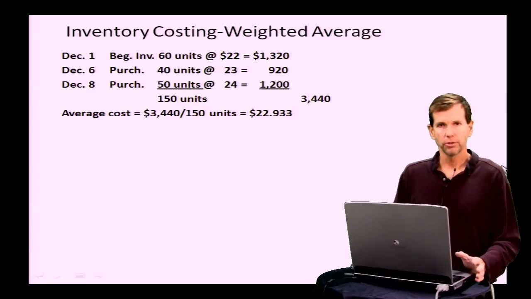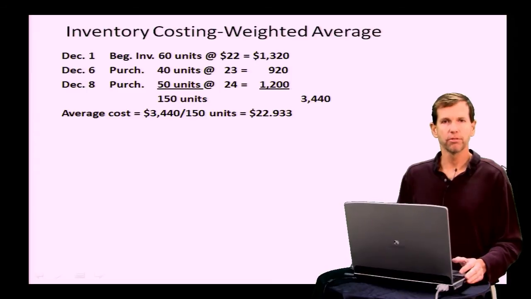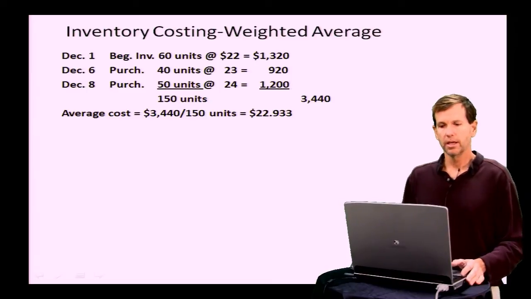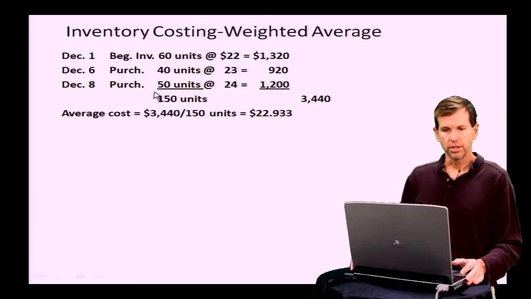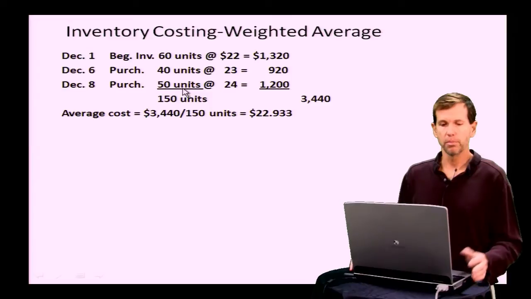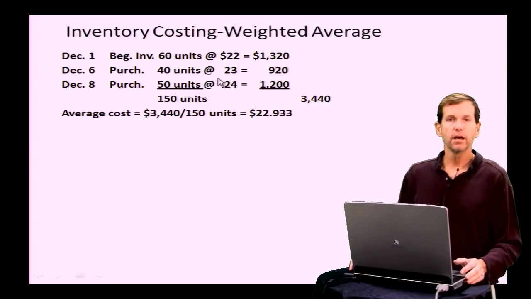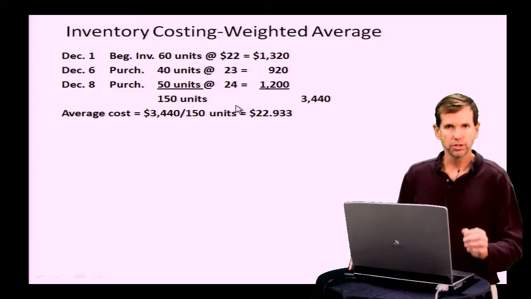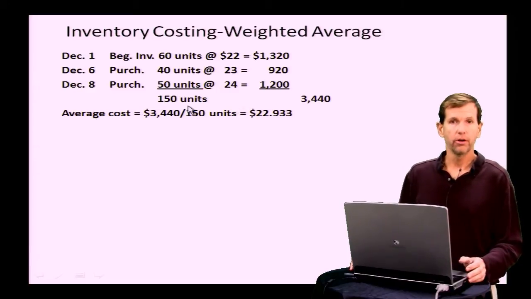So let's go back to our old trusty Kid Company example, same exact example we used for FIFO and LIFO, so you're familiar with the numbers, and let's jump right in. You can see the same old thing: 60 units in our beginning inventory at $22, 40 units in our beginning inventory at $23, and the 50 units we purchased on December 6th at $24. So, as of December 8th, after the purchase, we have a total of 150 units in our ending inventory. Notice I went ahead and multiplied through, got totals.